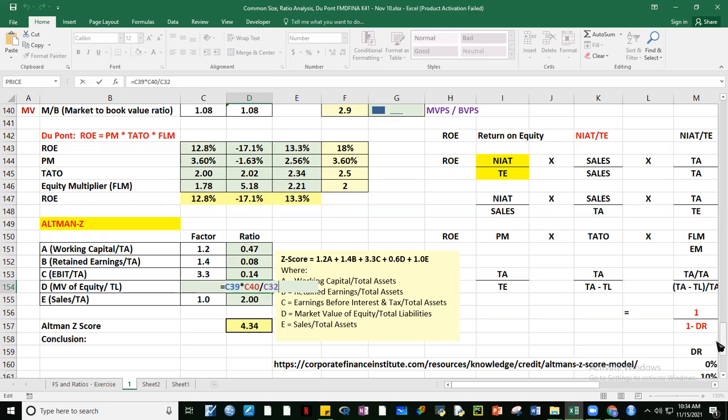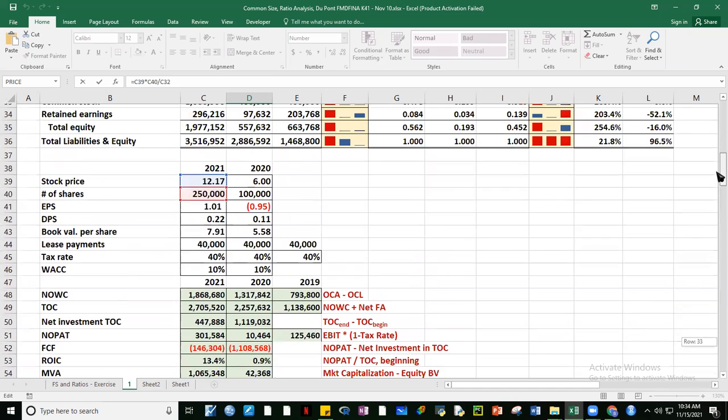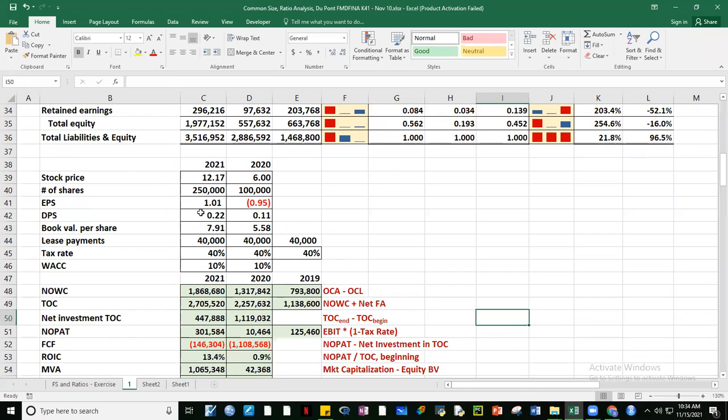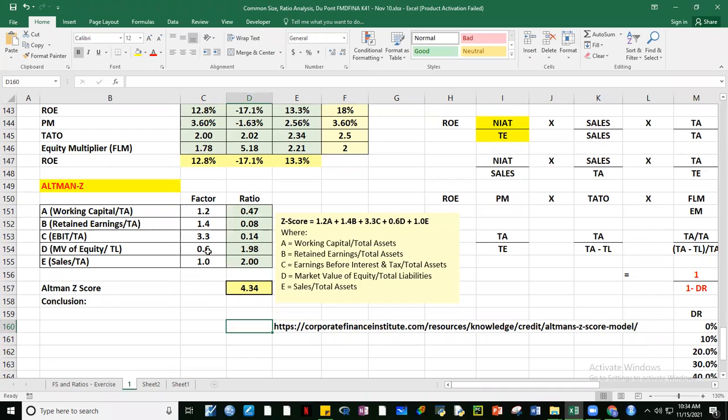Market value is simply yung market capitalization. That's simply your stock price times the number of shares. Yun yung market value natin. No? Okay. That's your stock price times the number of shares divided by your total liabilities. Okay, and then lastly, this is your TATO, no? Sales over total assets, C4 over C24.